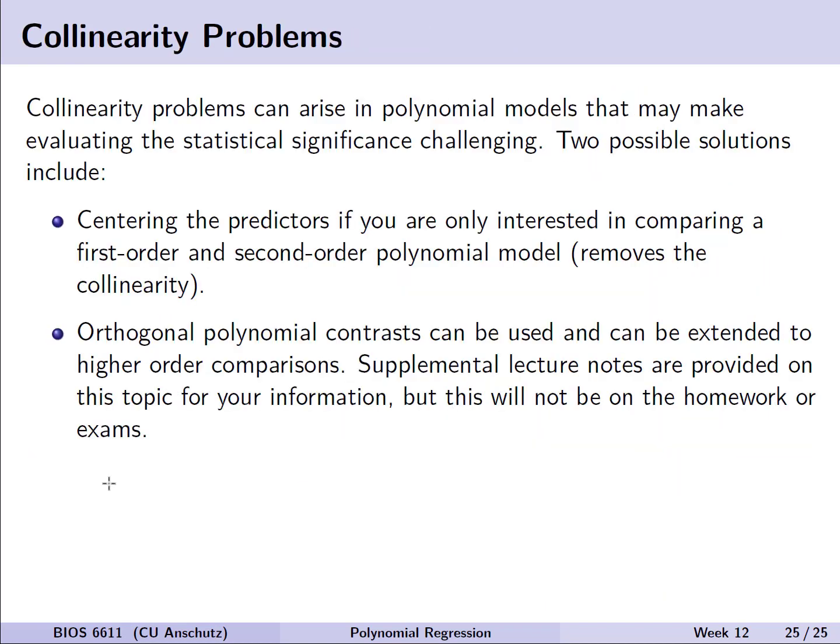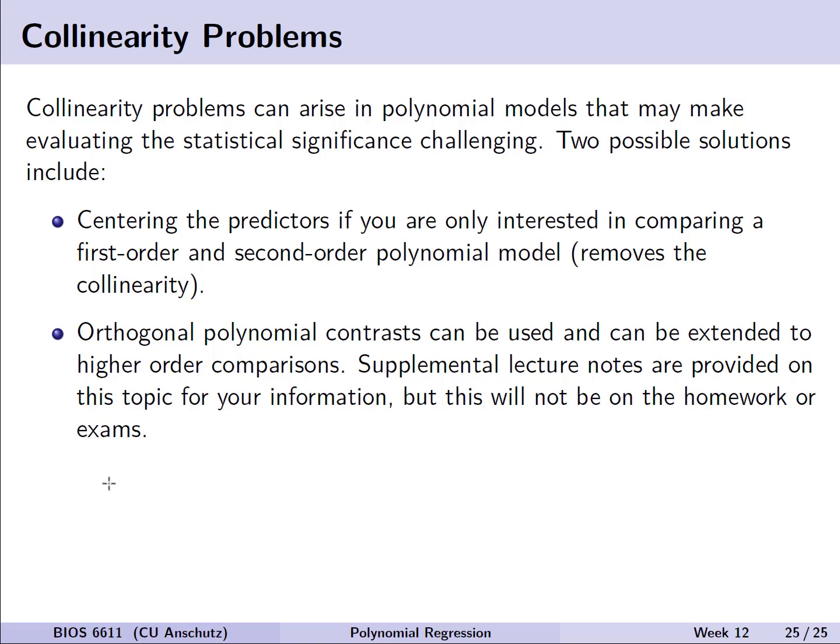The final slide we're going to end on is noting how to potentially address certain collinearity problems. We know that we can have issues with multicollinearity in polynomial models because we've just added the variable with itself squared, cubed, or so on to the model. And this can make certain evaluations of statistical significance challenging or seem counterintuitive. There are two possible solutions.